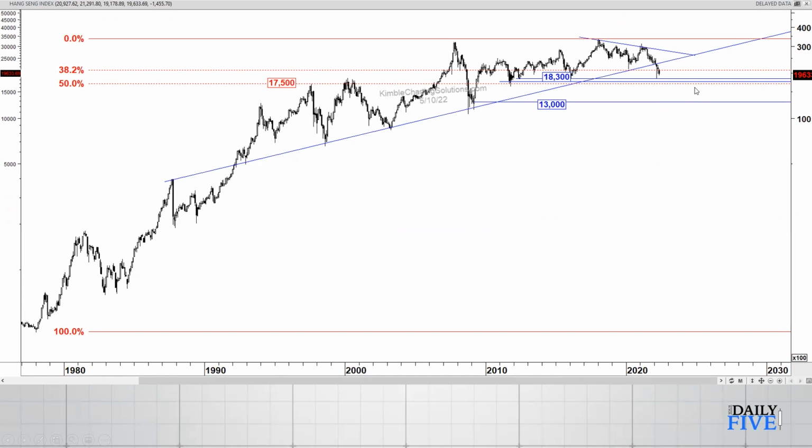And so now let's apply Fibonacci to the Hang Seng. Let's go back to the 1970s and let's apply it to the 2018 highs. And guess what? The 50% retracement level comes in at 17,500. So this is going to be a point that we're going to look at closing the short trade and looking at entering a long.